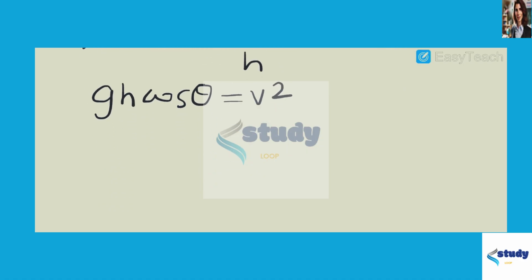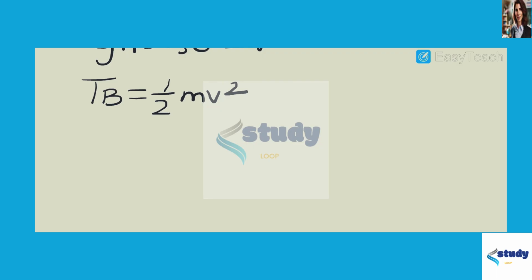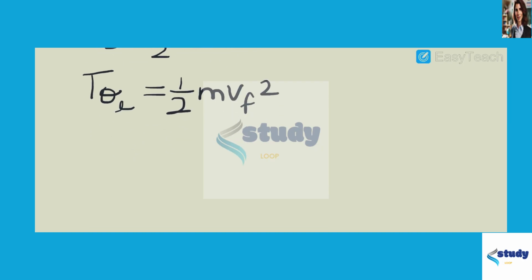Next, we're going to look at our kinetic energy and works. At B, we only have kinetic energy, so that's 1/2 mv squared. At the point at which the mass loses contact with the surface, which I'm going to call theta L, for theta leaving, the kinetic energy is 1/2 m vf squared. Now, the work is going to be simply from the force of gravity, going from B to theta L. That's the force of gravity times the difference in heights.